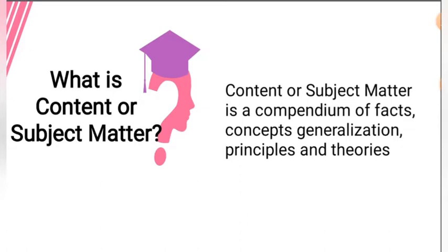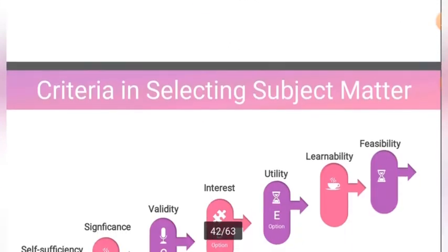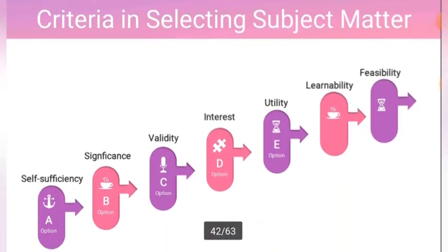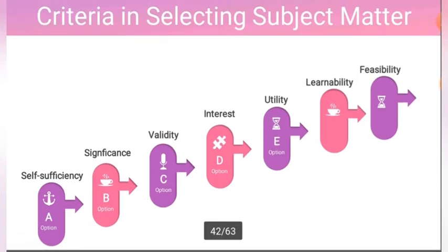Content or subject matter is a compendium of facts, concepts, generalizations, principles, and theories. So content is more than simply information to be learned in school. To some curriculum specialists, content or subject matter is another term for knowledge. Content selection is a very crucial stage in curriculum development. Next, we have criteria in selecting subject matter.